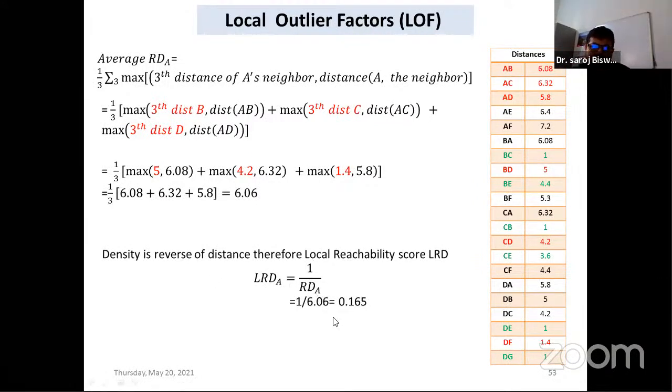So now if you calculate, then we'll get local reachability score LRDA of A, that is 1 by 6.06, that is 0.165. So that is the local reachability score of A. Till now, LOF score is not calculated. Just we have calculated local reachability score of A, that is LRD, and here that is 0.165.